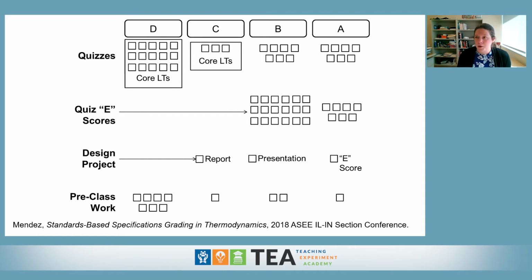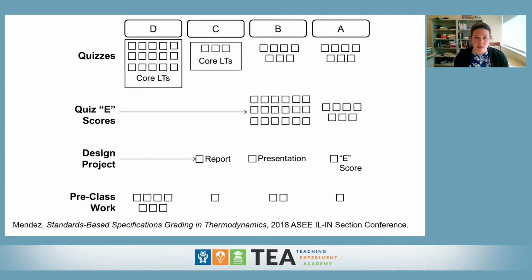They had to pass the core learning target quizzes to get to a C. They had to get some number of E scores to get a B or higher. They had to get an E score on either the report or the presentation of the design project in order to get an A. And some number of pre-class assignments needed to be completed to earn different letter grades.